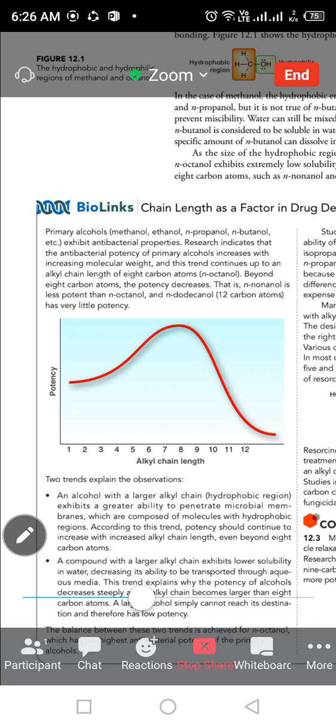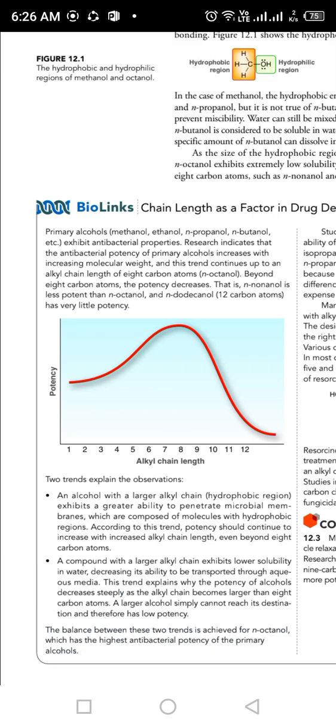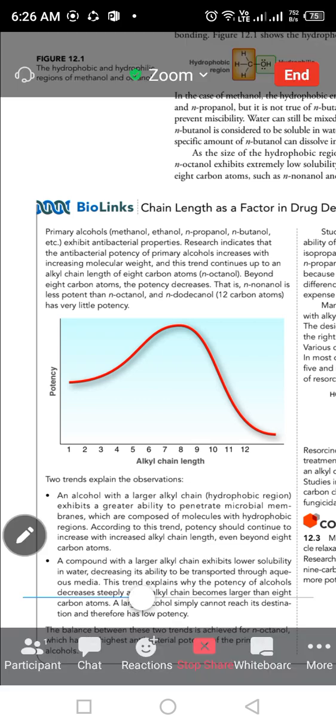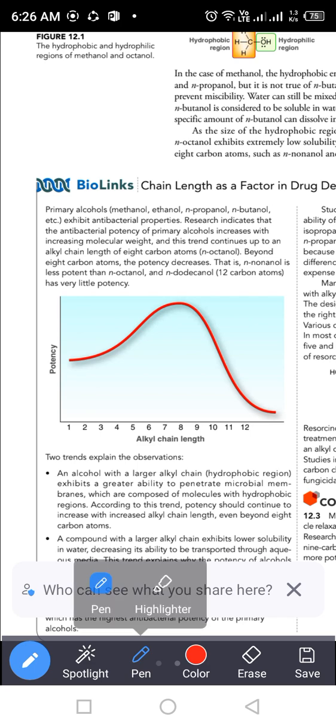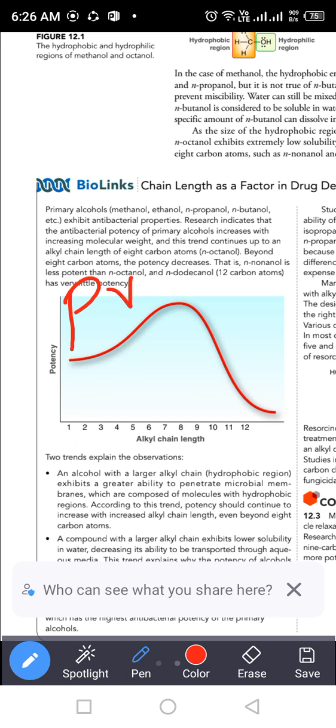Today our topic is the effect of alcohols on bacterial activity, or we can say the antibacterial activity of alcohols. Antibacterial activity is shown mostly by primary alcohols. Primary alcohols show antibacterial activity, or we can say that primary alcohols are antiseptic. Why are primary alcohols antiseptic and why do they show antibacterial activity?